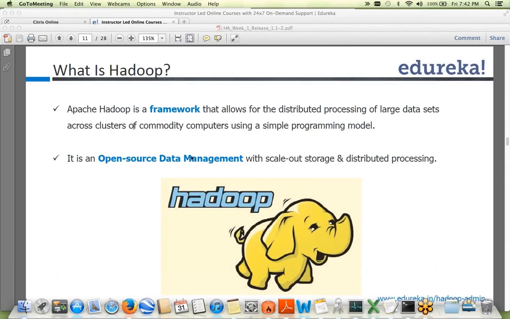It's an open source data management system with scale out storage and distributed processing. So it's an open source system, and scale out storage means it scales well. You can keep on adding storage and still your results would be the same, and it does distributed processing. So this is the logo for Hadoop. If you guys see, it's an elephant.